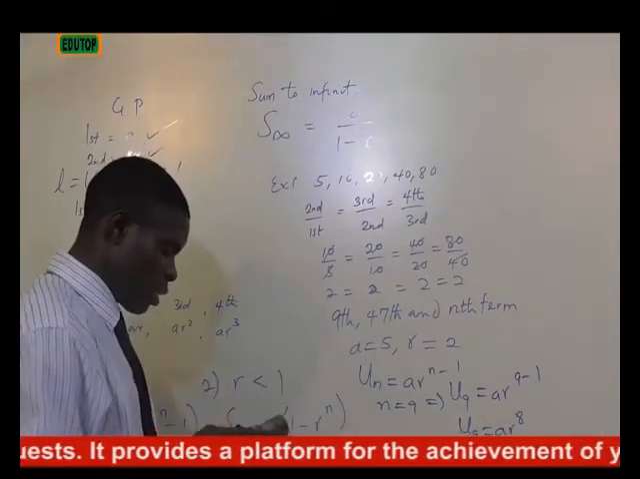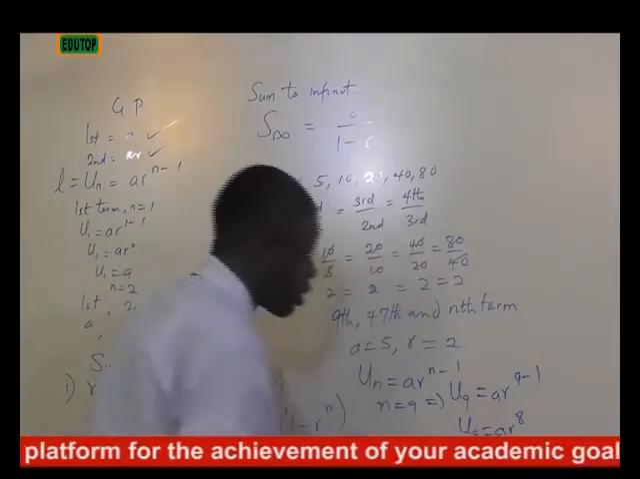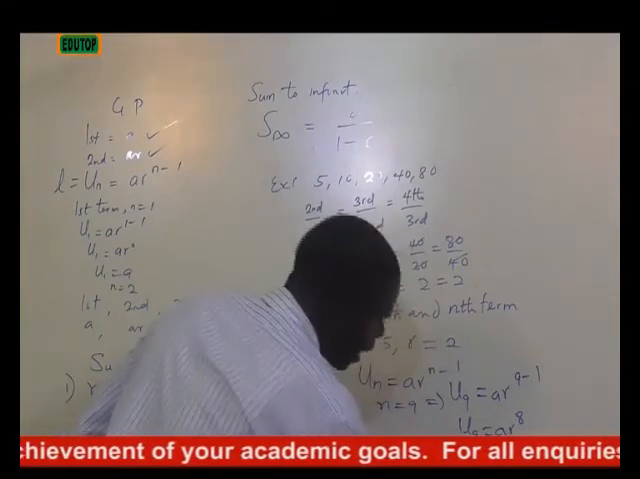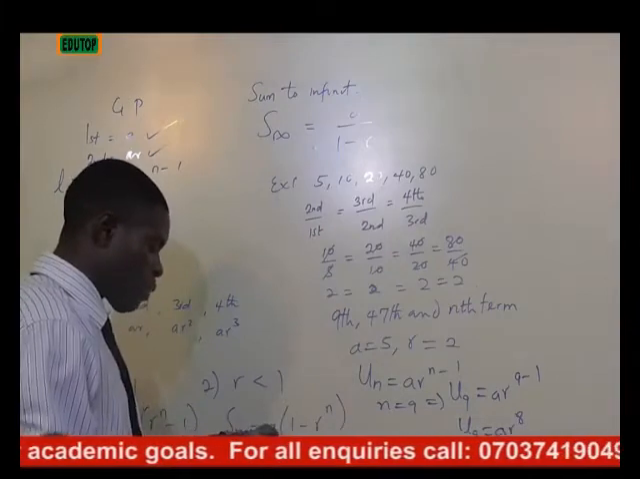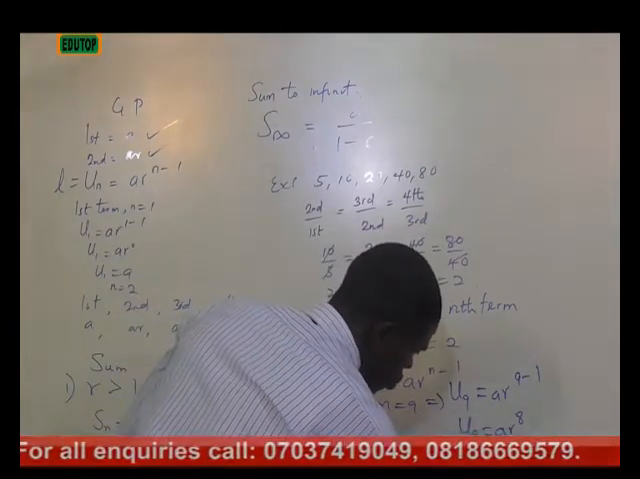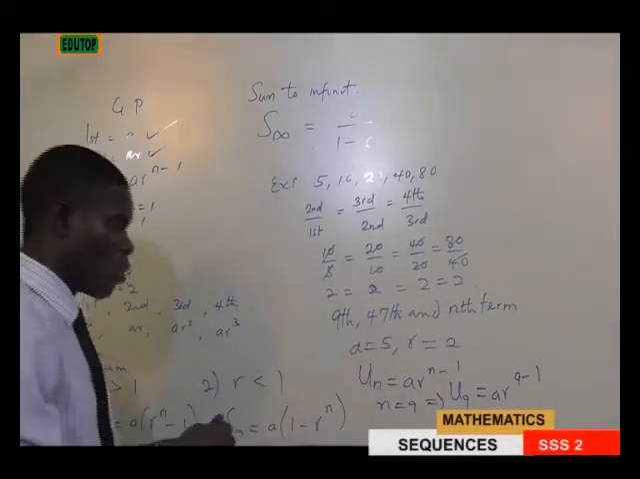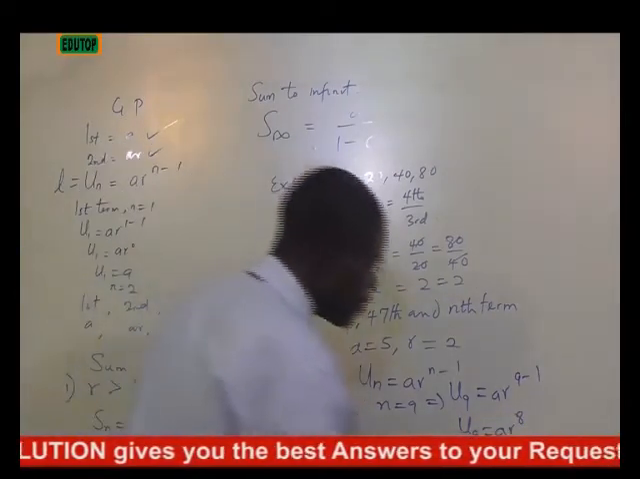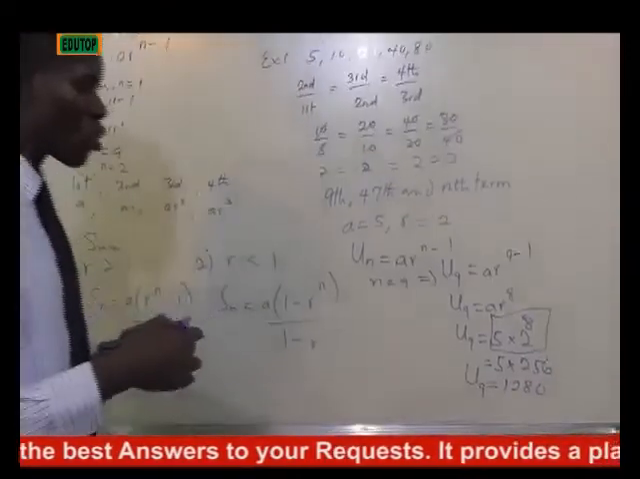2 raised to the power 8 will definitely give us 256. So we have 5 times 256, which is 1280. So U9 is 1280. And we can also leave the answer this way. It depends on the way the question is structured.